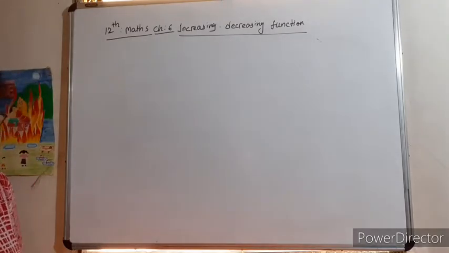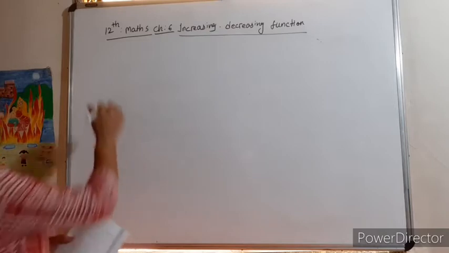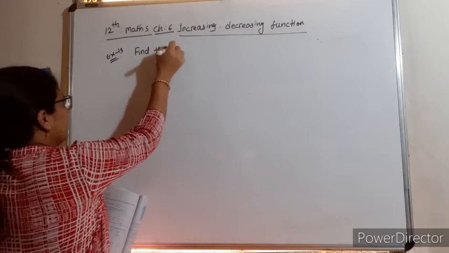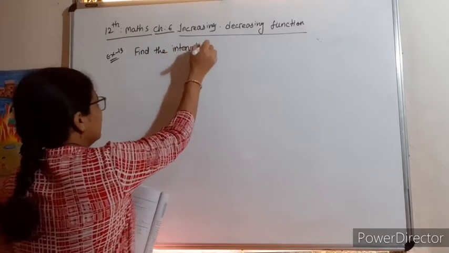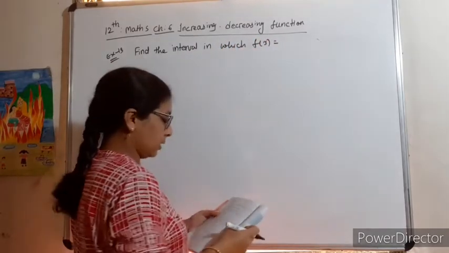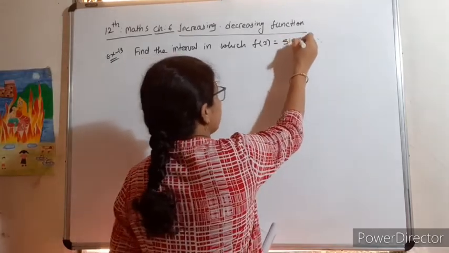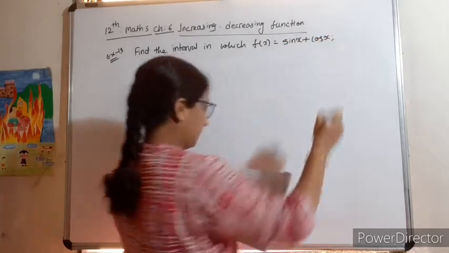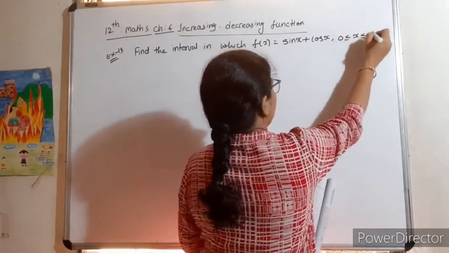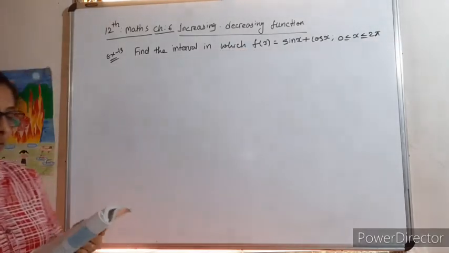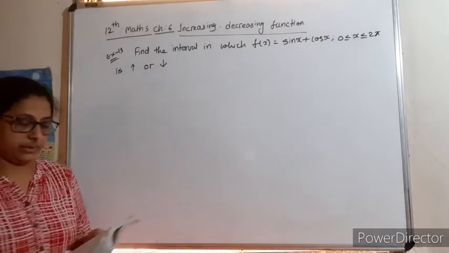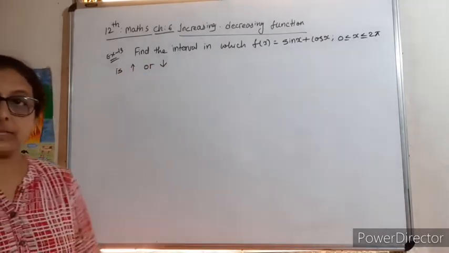Okay. Now, example 13. Find the interval in which f x equal to sin x plus cos x, 0 less than or equal to x less than or equal to 2 pi, is increasing or decreasing. In which interval it is increasing or decreasing?